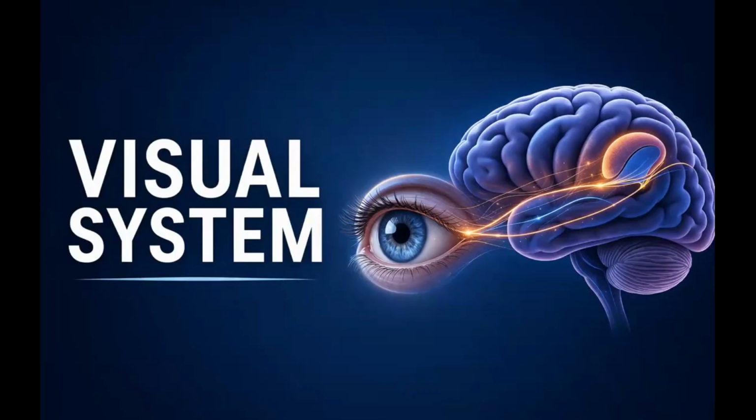Now let's add the near triad, which is what happens when we shift our focus to a near object. The near triad has 3 parts. The pupils constrict, the eyes converge, and the lens becomes more convex. That last part is called accommodation. And accommodation occurs because the ciliary muscle contracts, increasing the curvature of the lens so that light is refracted more strongly and remains focused on the retina. Unlike the pupillary light reflex, the accommodation reflex requires cortical involvement. So it depends on the activation of the visual cortex and the frontal eye field.